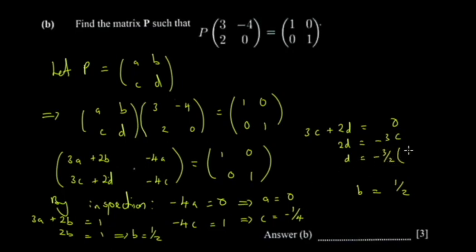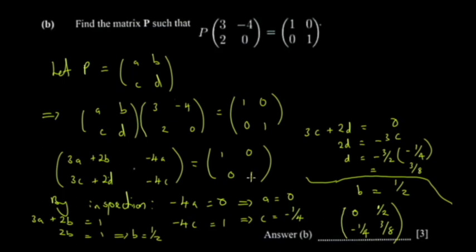Then C, what's our C? Negative 1/4. So this is positive, so D is 3 over 8. So what would be your matrix? What's your A? Your A is 0, from this. What's your B? Your B is half. What's your C? C is negative 1/4. What's your D? Your D is 3 over 8. And done. So this one would be your P.